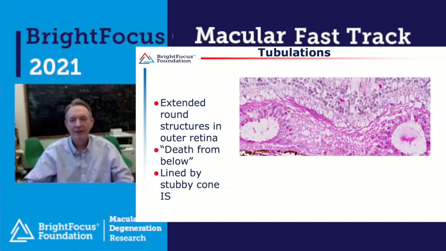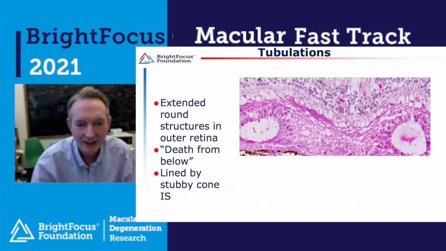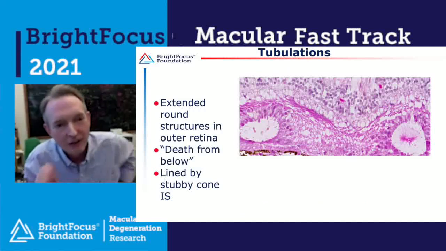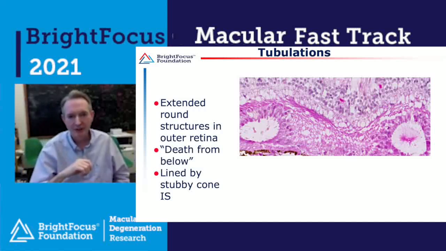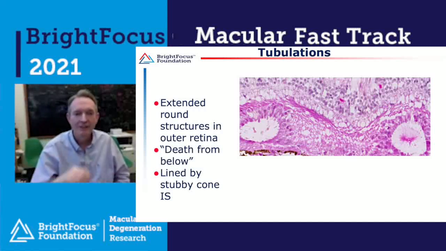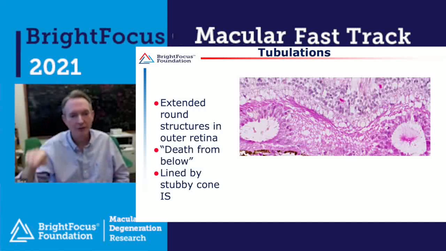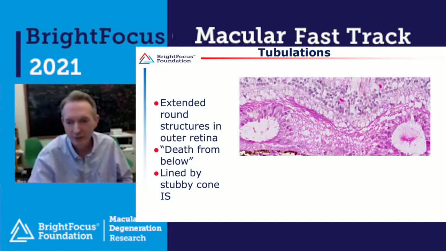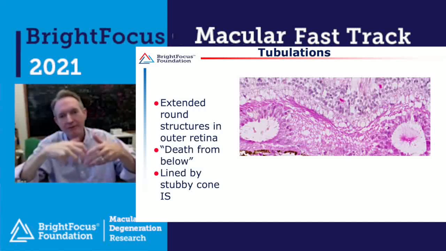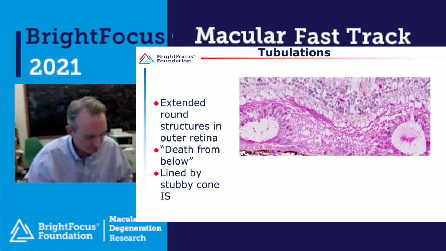And here's another image of these tubulations. And you can see, if you look here and here and here, you see inner segments of photoreceptor cells, of cones. So there are still preserved cone photoreceptors that line these tubulations. You look over at this one, you can even see what looks like outer segment material kind of piling up in the center of that tubulation.